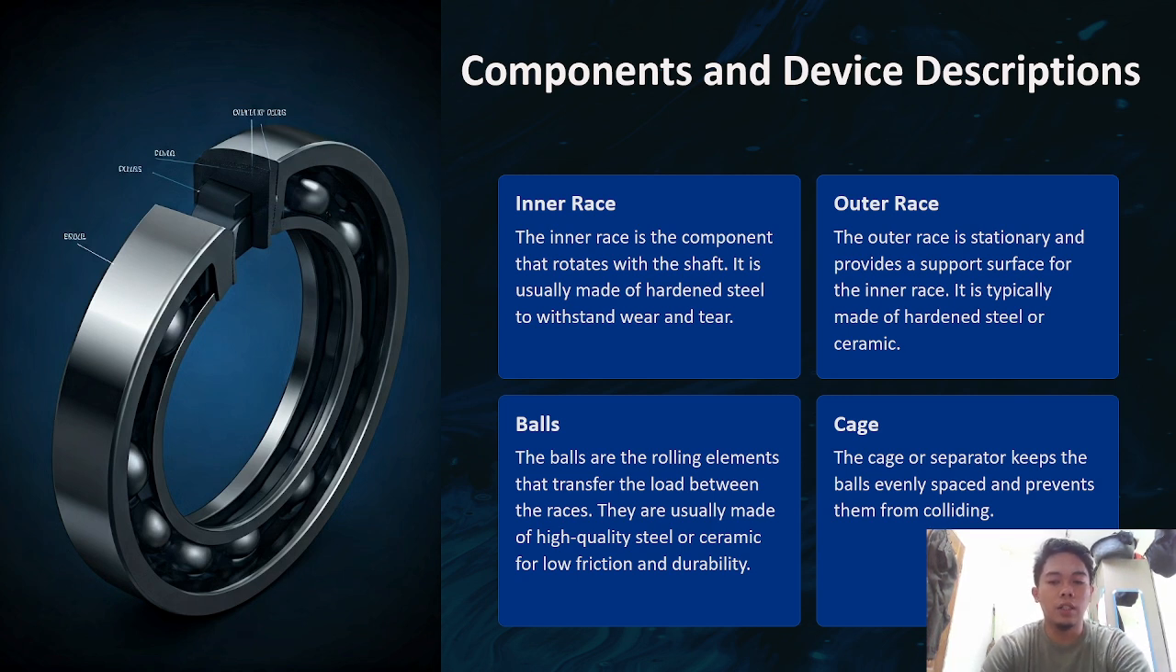The cage or separator keeps the ball evenly spaced and prevents them from colliding. So itong cage naman, ito yung naka-hold doon sa ball para hindi sila mag-collide or maging uniform yung arrangement nila. Bale ito yung magiging mag-hold sa ball para even yung arrangement or connection nila within the ball bearing.